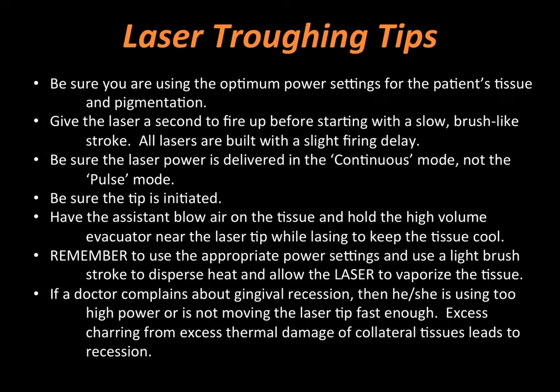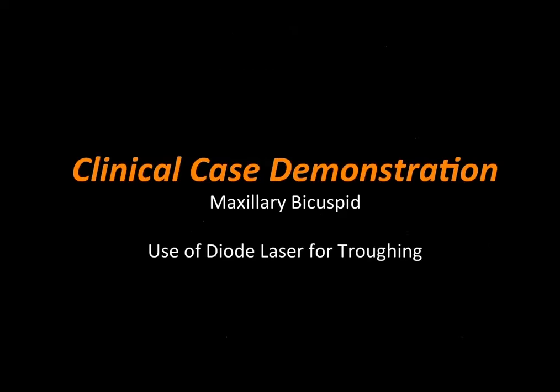We'll have the assistant blow air on the tissue and hold the high volume evacuator near the laser tip while lasing to keep the tissue cool. And we're going to use the appropriate power setting and use a light brush stroke to disperse heat and allow the laser to vaporize the tissue. So when you take your time, you're brushing it. This is where we don't have discomfort because we're not allowing the tissue to heat up to a high level. If you're getting charring or gingival recession, then you're using too high of a power or you're not moving the laser tip fast enough. Excess charring from excess thermal damage of collateral tissue leads to recession. So again, go slow, take your time, get the proper setting, and you'll get tremendous results.